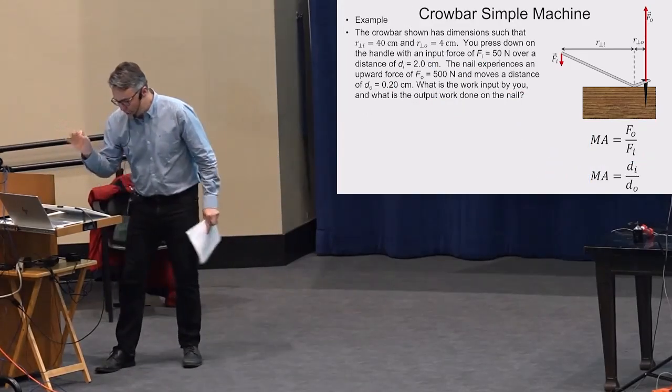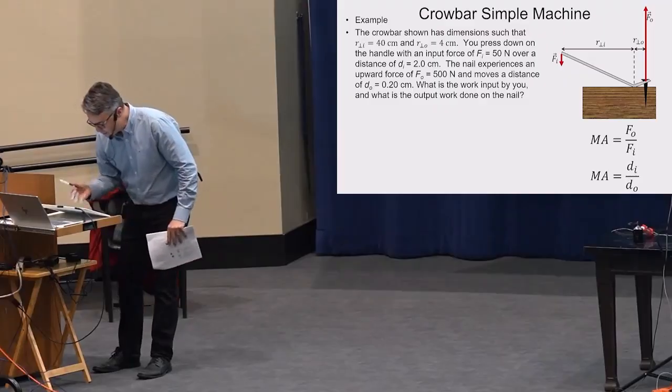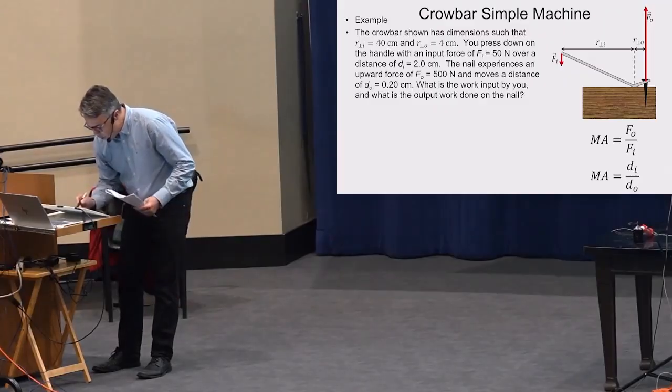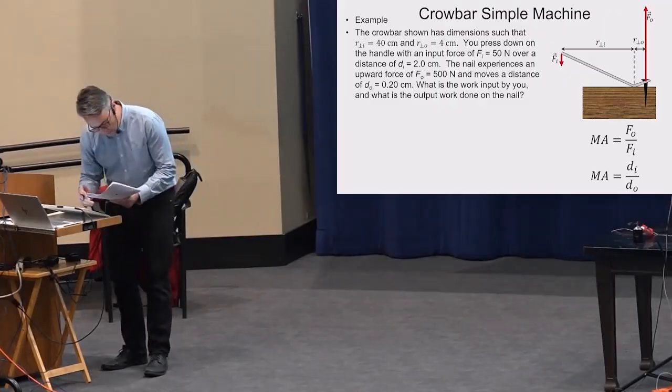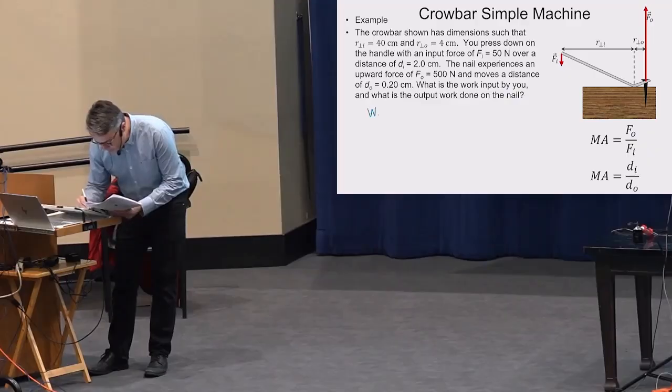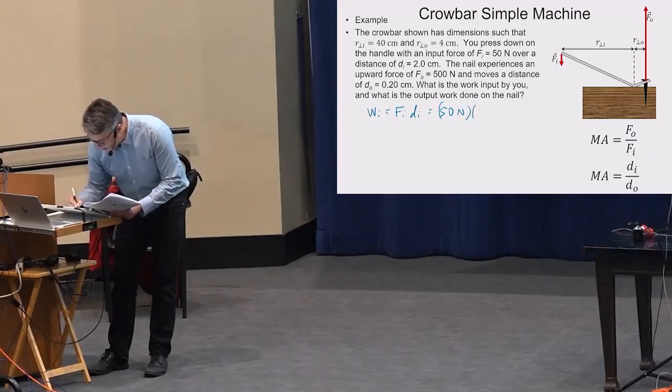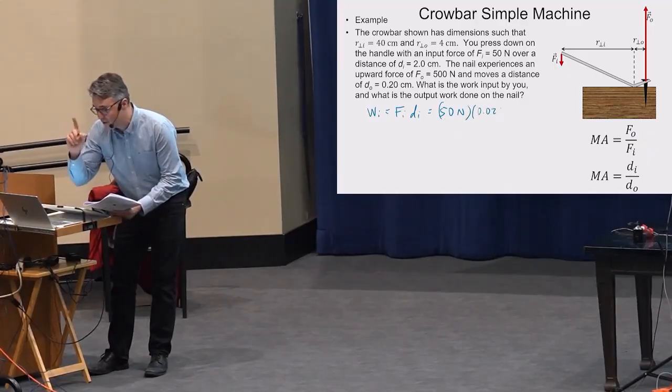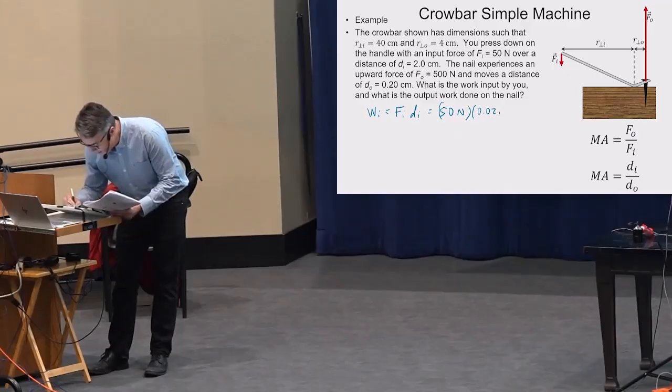The crowbar shown has dimensions, etc. You press down 50 newtons over a small distance. What is the work input by you, and what is the work output? So work is equal to input force times input distance, 50 newtons multiplied by 2 centimeters. So 0.02 meters. Don't forget to convert to meters. To get it into joules, you get 1.0 joules.